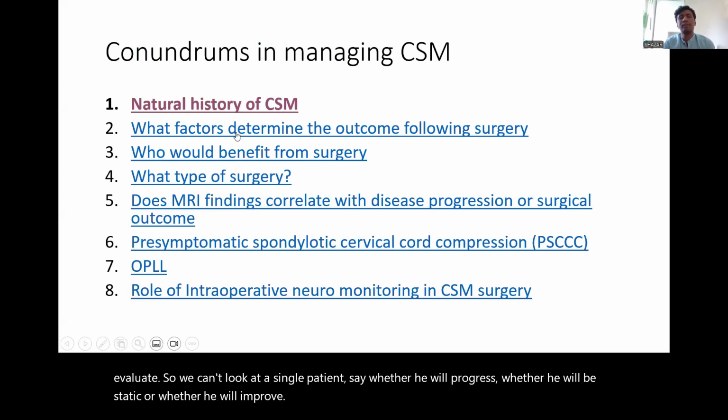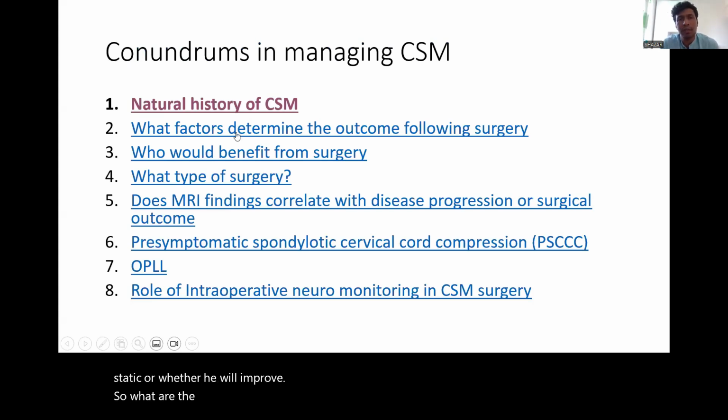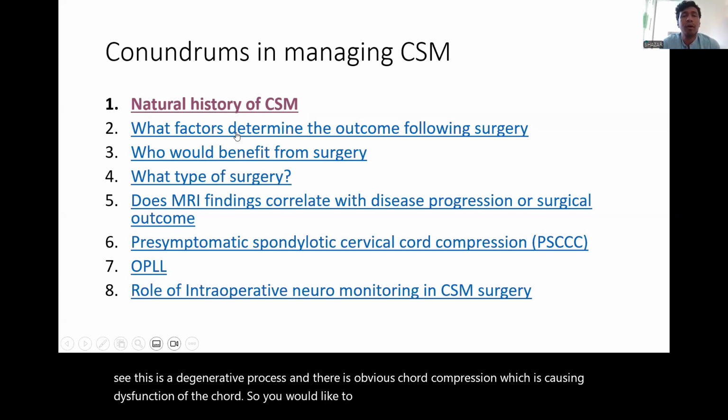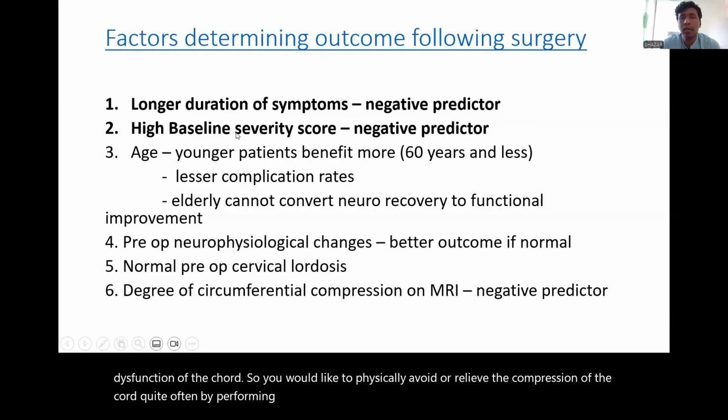So what are the factors which determine the outcome following surgery? Obviously we can see this is a degenerative process, and there is obvious cord compression, which is causing dysfunction of the cord. So you would like to physically avoid or relieve the compression of the cord, quite often by performing a surgery. So who will improve?